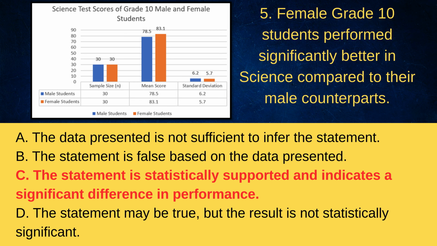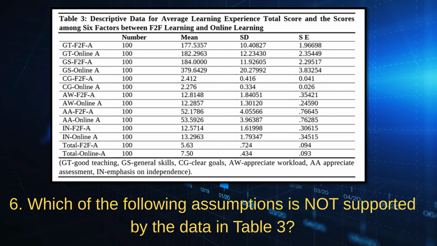Rationalization. The assumption clearly states that female students performed significantly better, and this is supported by the data. A higher mean for females, 83.1 versus 78.5. A statistically significant t-test result, with p equals 0.001, which is below the common alpha level of 0.05. We move on to item 6.